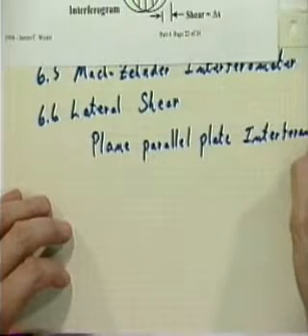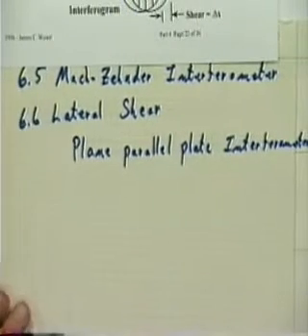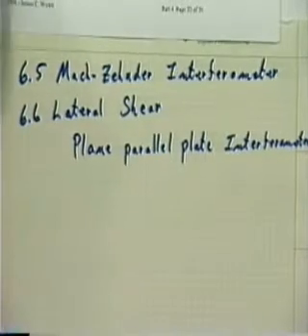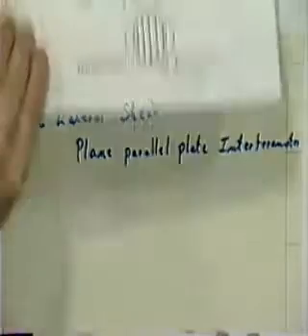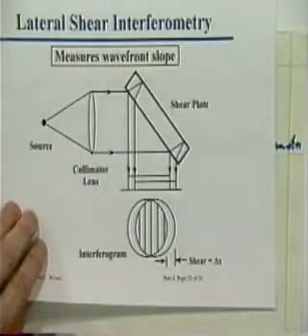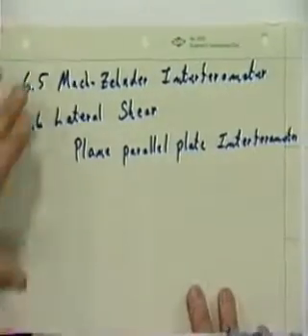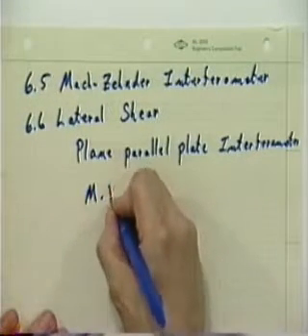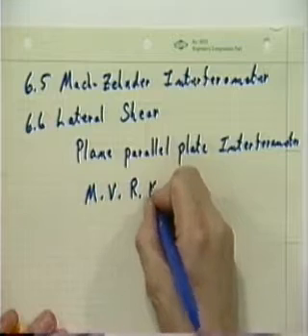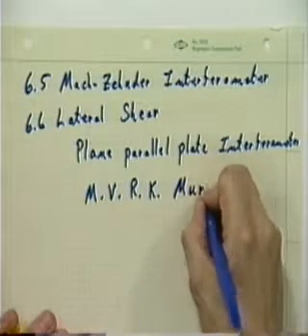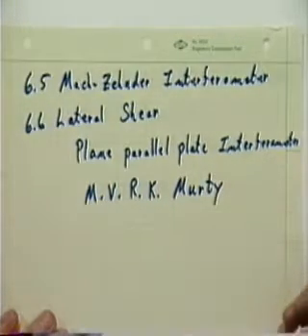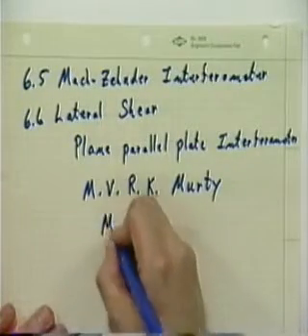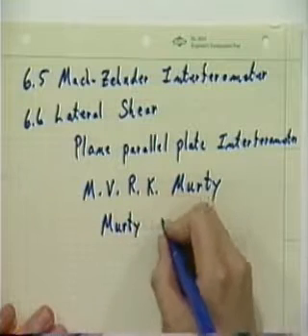It's a shearing interferometer, but in this case it's a plane parallel plate. Now, whenever I see this, I'm reminded once I published a paper where part of the paper I had this interferometer in it, and I got a letter from a person called M.V.R.K. Murty, and he told me that this is called a Murty interferometer. So I just want to make sure that everyone knows that.